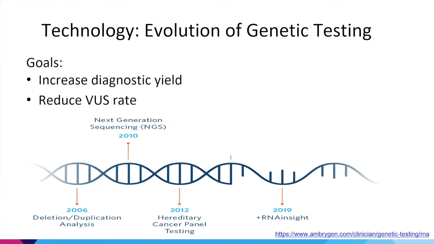And so this is a timeline provided by Ambry Genetics. It starts in 2006, which is actually very recently, with deletion, duplication analysis, and rearrangement analysis. The way I explain that advancement is, if you think of spell check, that's looking for spelling mistakes, but you won't pick up if a whole sentence or a whole paragraph is missing. So that was one development. Then with next-gen sequencing and panel testing, we're able to test multiple genes at the same time. And then I'll talk about what RNA analysis is in a minute.